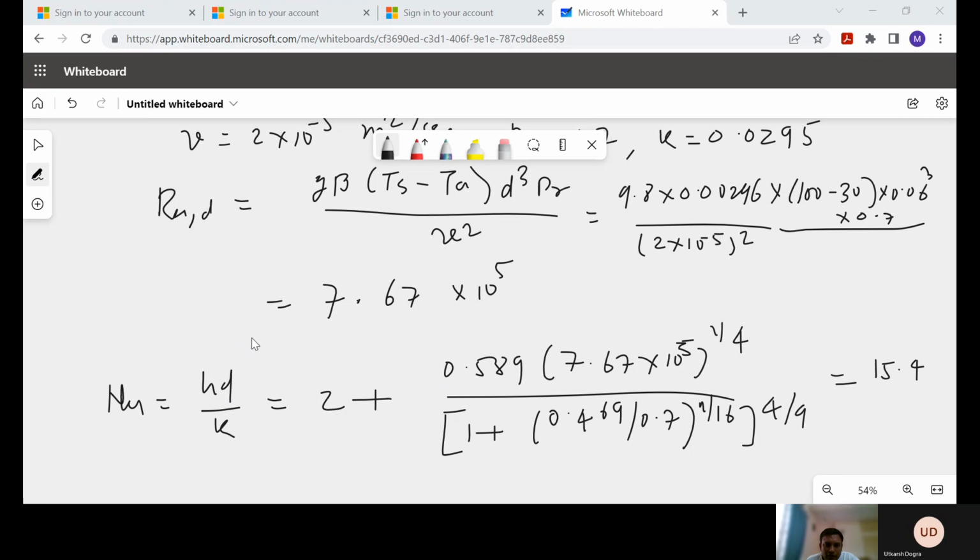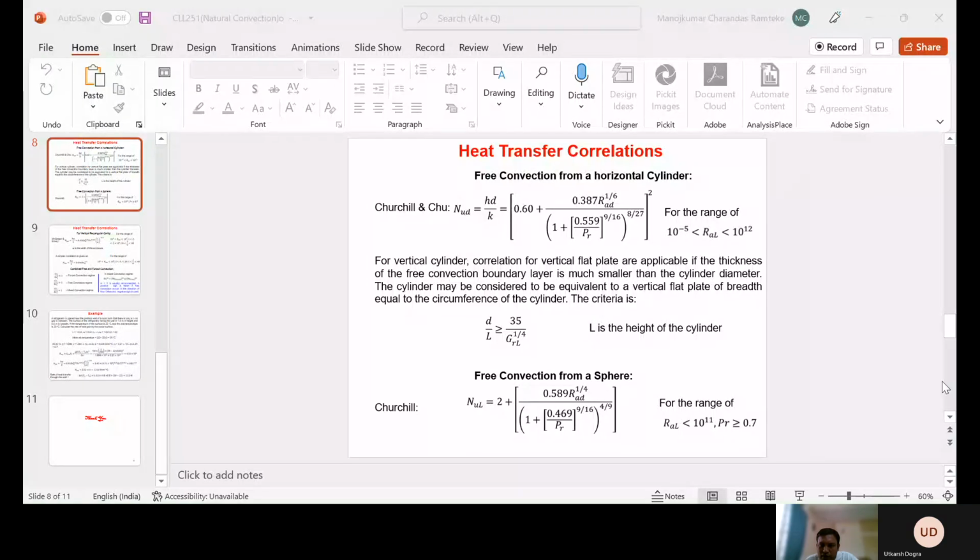Let me open natural convection. We have used this equation. Utkarsh, just check whether it is visible to everyone or not. Remember, this is the equation we are using for convection, forced convection from a sphere. Can you see? Yes, sir, visible. This is the same equation which we are using here.